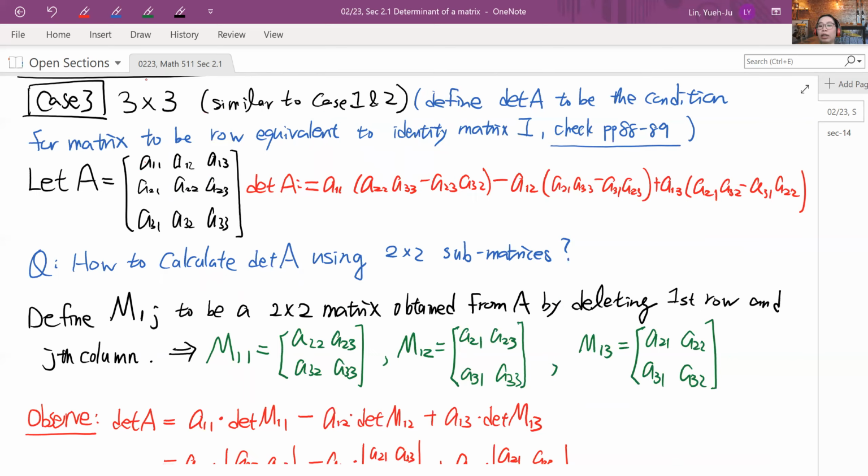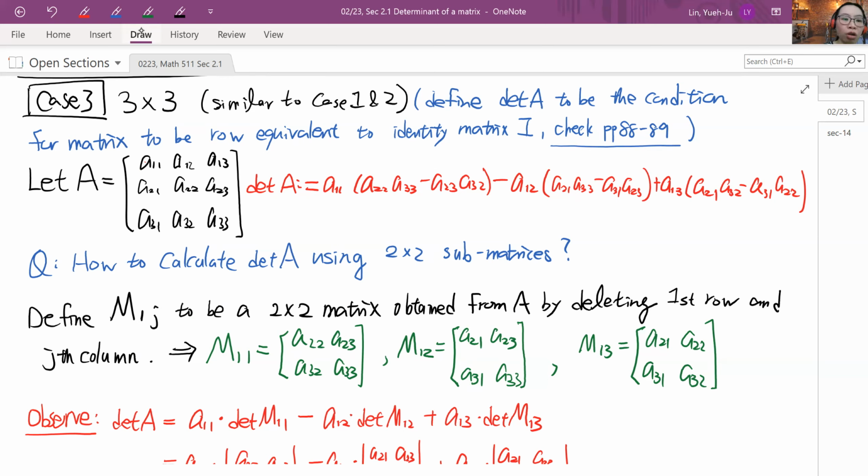We want to define the determinant A for a 3 by 3 matrix, and the formula we are going to use tells us when the matrix is row equivalent to identity. If you really want to see the detailed proof, it's in the textbook, in section 2.1. So I'm going to directly tell you the formula for determinant A for a 3 by 3 matrix. But I'm also going to tell you a shortcut to memorize this formula and to facilitate the computation here.